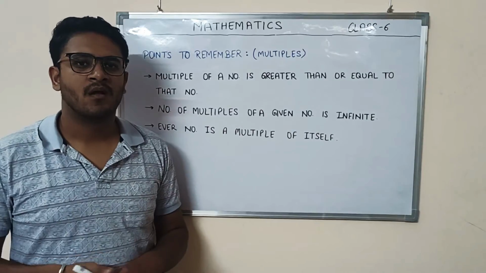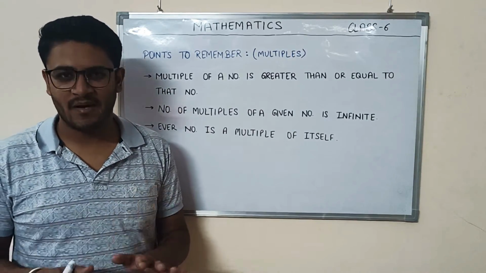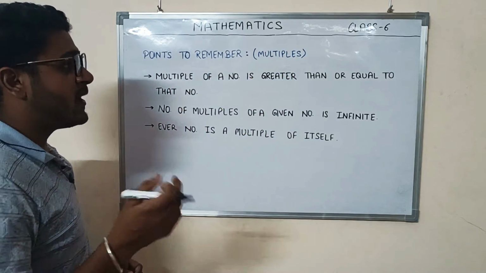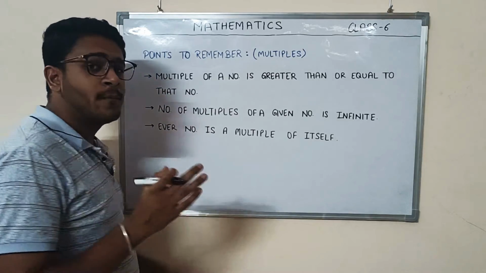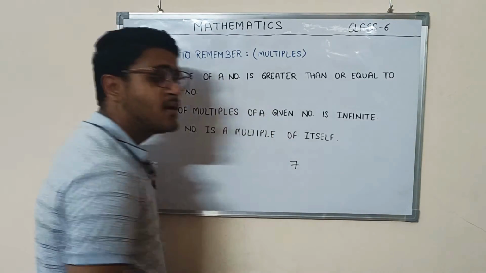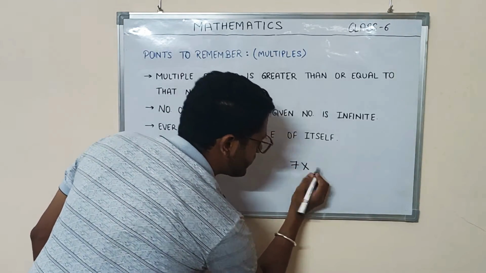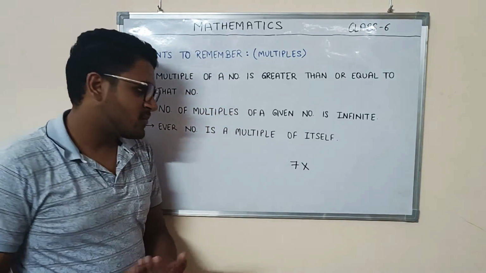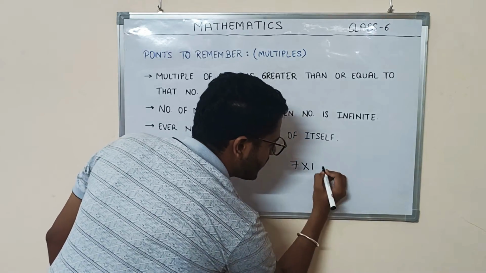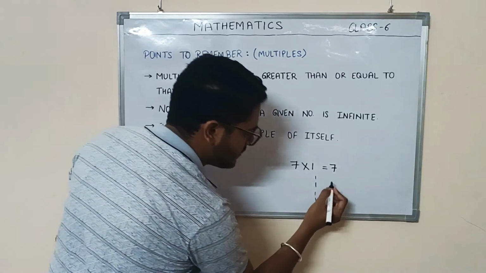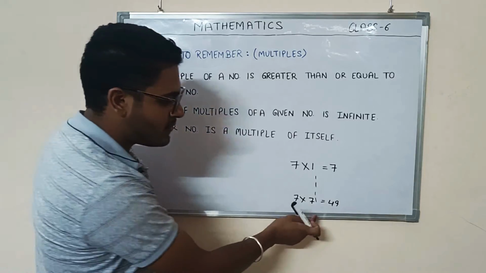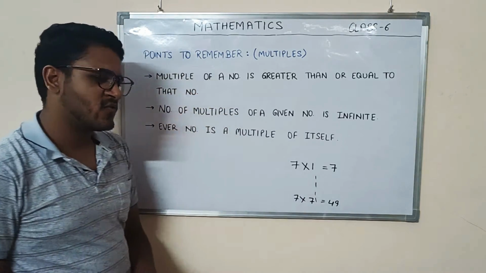Okay. Now let's discuss some of the points related to the multiples. A multiple of a number is greater than or equal to that number. So by the definition of multiple, if you remember, multiple is what? A multiple is the product of the given number. Let's say the given number is 7. A multiple is a product of the given number and any natural number, right? And natural numbers start from 1 and go up to infinity, right? Let's say 7 into 1 is 7, and 7 into 7 is 49, and we can take any natural number and multiply it by 7 to get a multiple of that number.